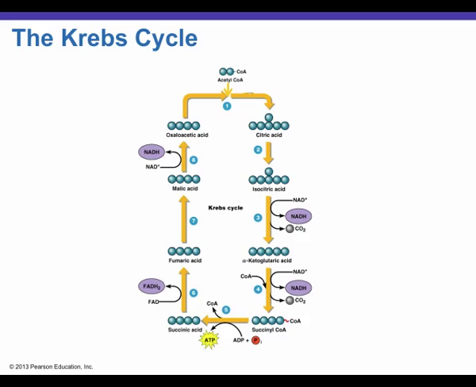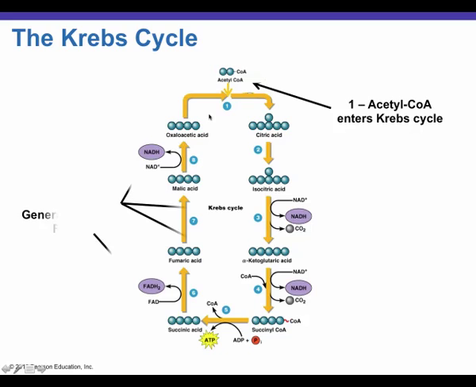So I don't have to say that anymore. Here's our acetyl-CoA, enters the Krebs cycle, and then now we're going to go around the chute, right? Around the horn, and just like that. Along the way, some important things to note.